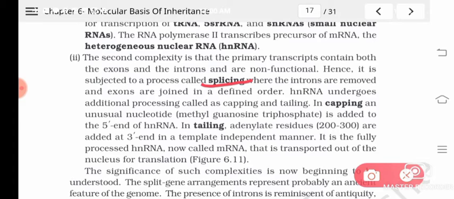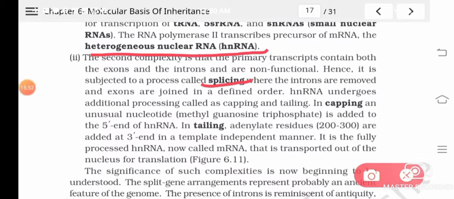Understood? Then the RNA which is not spliced and modified is known as hnRNA. The precursor of mRNA is known as what? The heterogeneous nuclear RNA, hnRNA, that contains both introns and exons. Is it clear? Then another process that has to be undergone after the formation of the mRNA is capping and tailing.